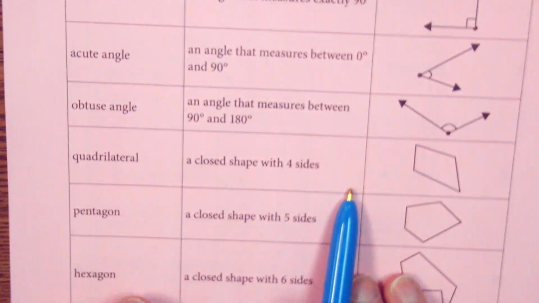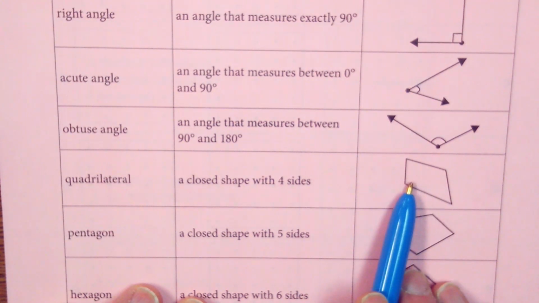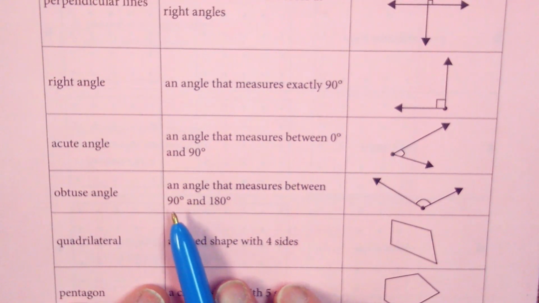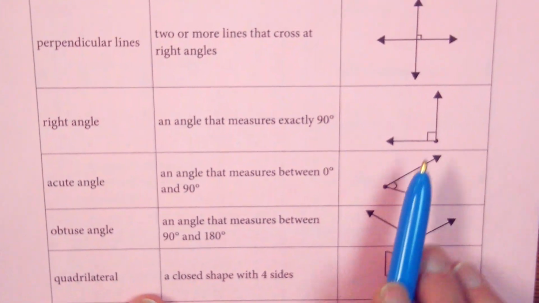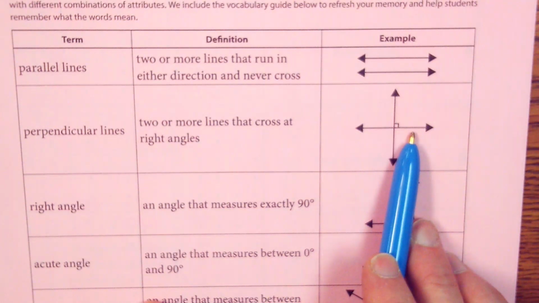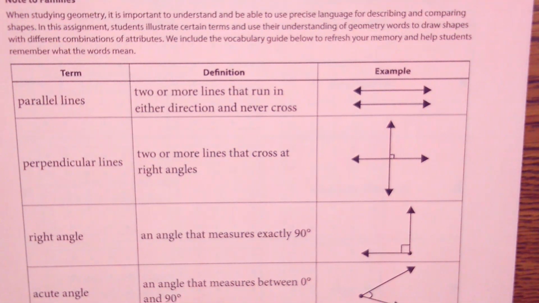Same for pentagons. Quadrilateral, it just has to have 4 sides and it has to be closed off. It can't be open. Obtuse, bigger than 90, smaller than 180. Acute, smaller than 90. Right angles, exactly 90. Perpendicular, 2 lines that cross at a 90-degree angle. Parallel lines are lines that will never, ever cross. Those 2 lines can go on for infinity. They will never cross, okay? This sheet you can refer back to at any point in time as a reference.